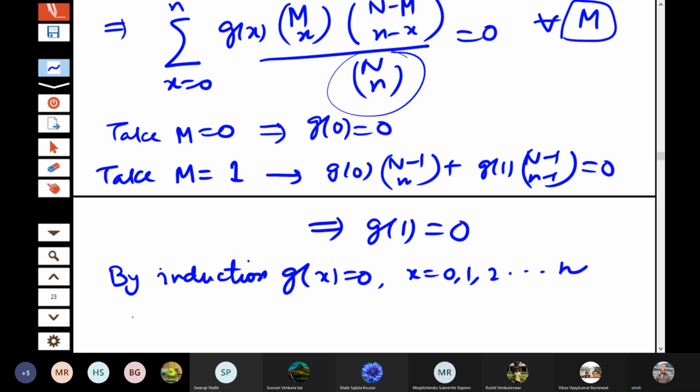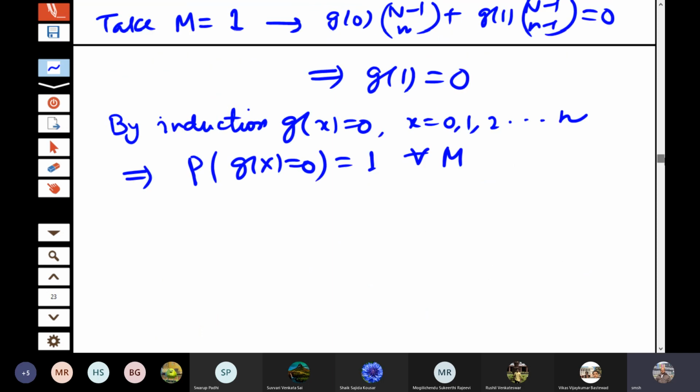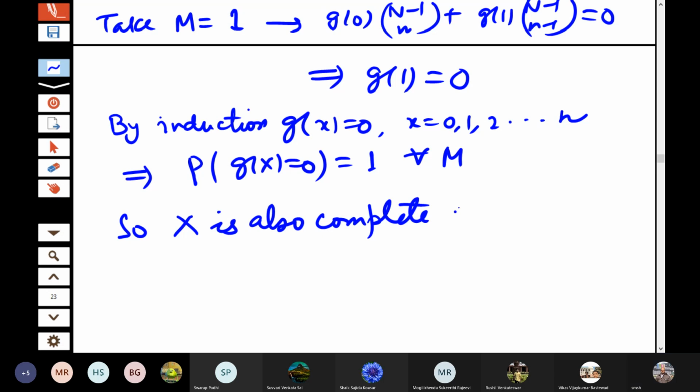Okay. So this means that the probability that g(X) is equal to 0 is 1 for all M. So X is also complete. So it is minimal sufficient and complete. Is the proof clear? Yes.